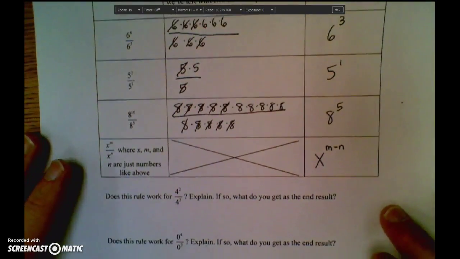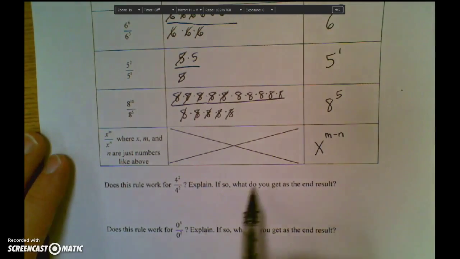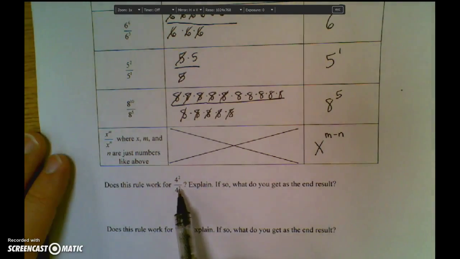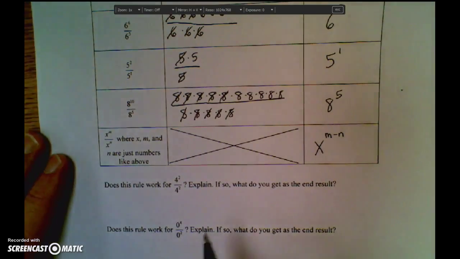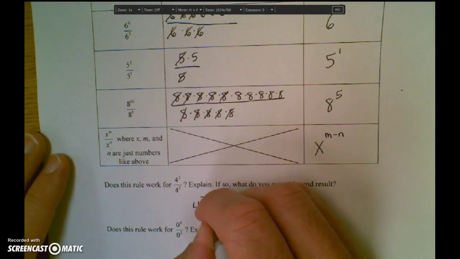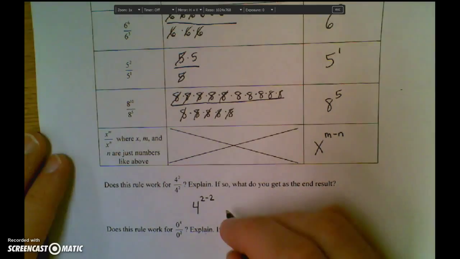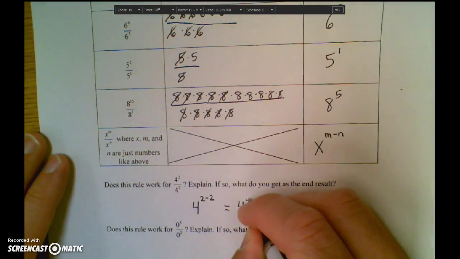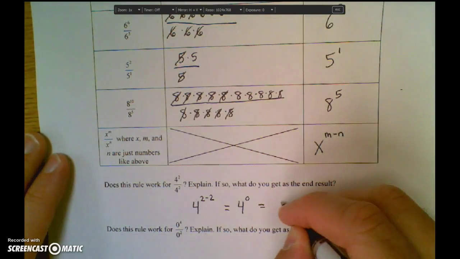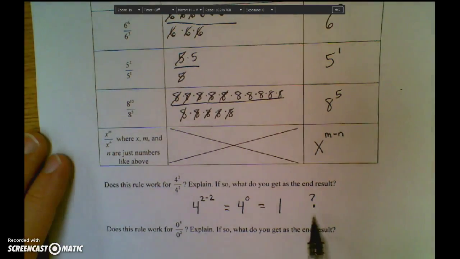So let's take a look. Does this rule work for 4 squared over 4 squared? Explain. If so, what do you get at the end result? So our rule said to subtract the exponents if they have the same base and you're dividing them. So this turns into 4 to the 2nd minus 2, so it's 2 minus 2, which equals 4 to the 0. If you type that in on your calculator, you're going to get 1. So this is an interesting result. We're going to have to come up on the next sheet and look and see why this turns out to be 1.